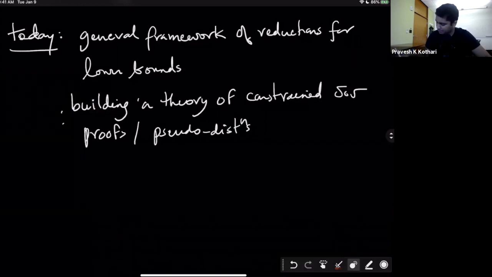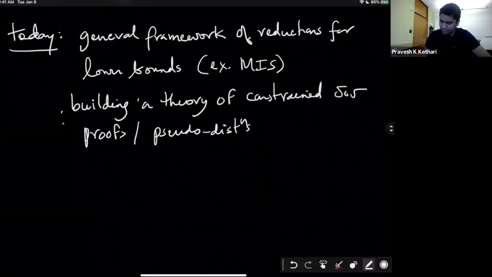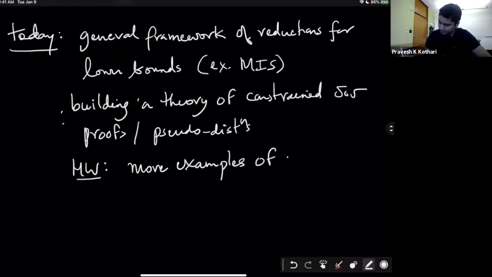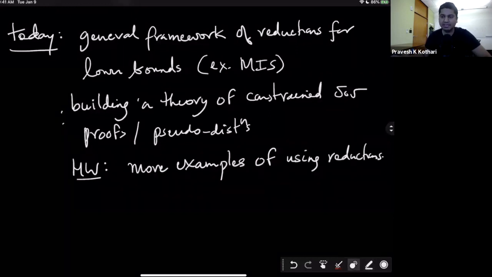So today's example would be maximum independent set, which we will try to do in full, but at the very least sketch after we have done with all of this theory building exercise. And then on the homework you'll see a few more examples of usage of this paradigm of doing reductions within sum of squares. Okay. And so it's one very general way to understand when certificates do not exist.